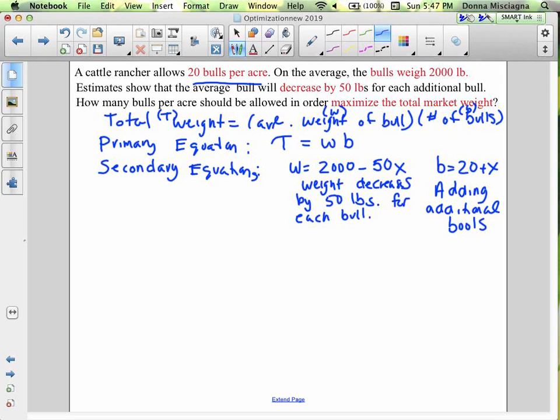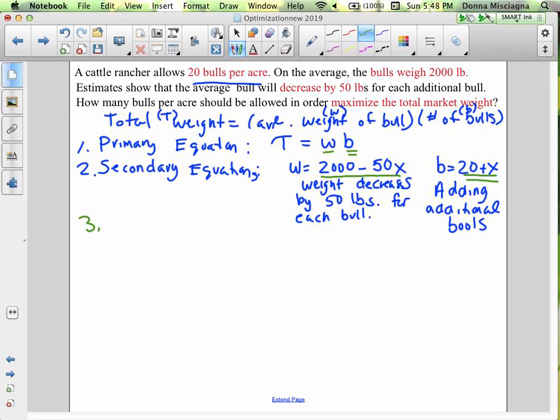All right, so notice that we could replace W with 2,000 minus 50x, the weight of the bull minus the loss in pounds per each bull. And B could be replaced with 20 plus x, because the number of bulls started out at 20, but now we're adding x number of bulls. So that's going to take care of reducing the number of variables as well as taking into consideration the constraints. So there's one, there's two. I'm going to switch colors just so it stands out a little bit.